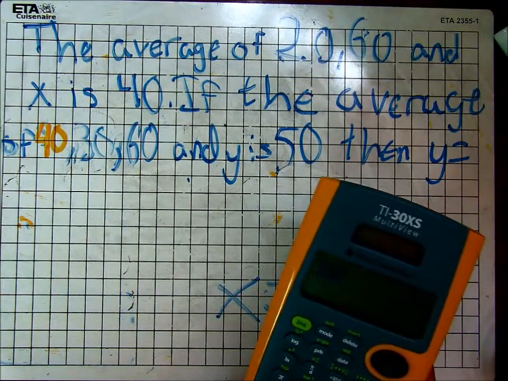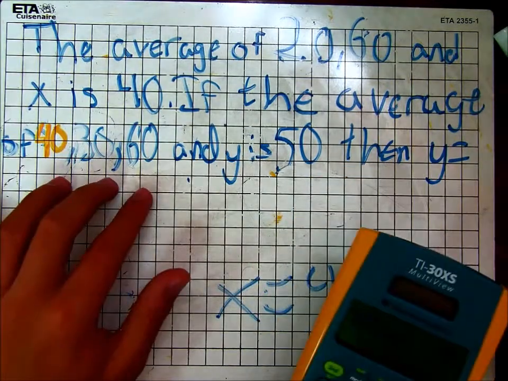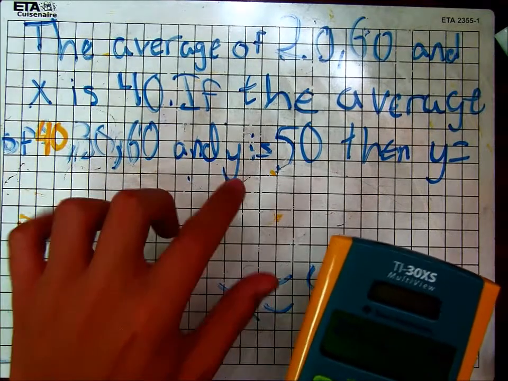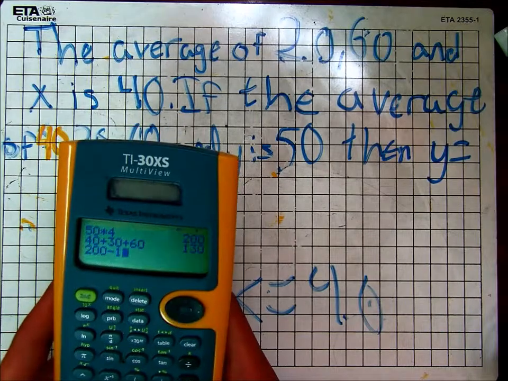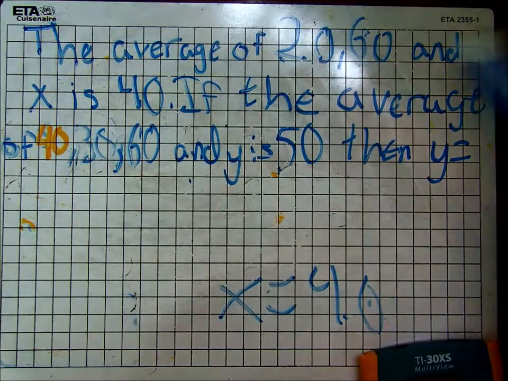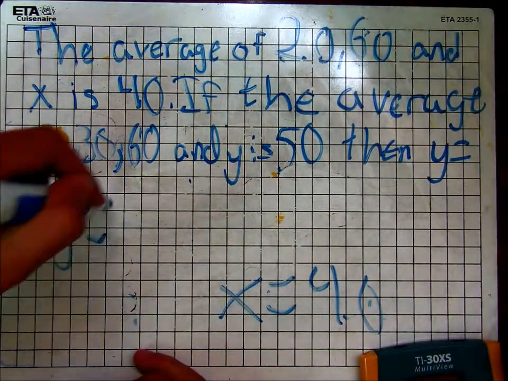So 40 plus 30 plus 60, these three numbers equals 130. Plus y, though, it needs to equal 200. So 200 minus 130 equals 70. Y equals 70.